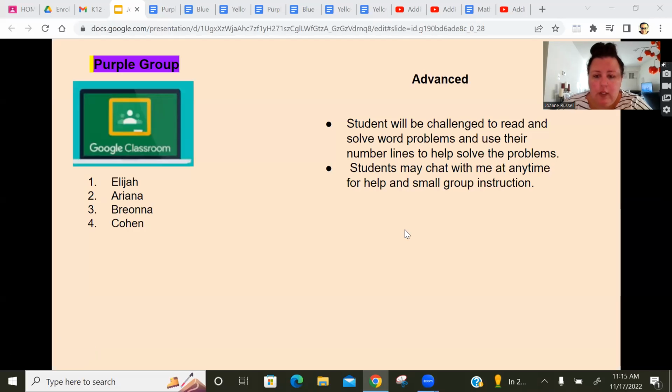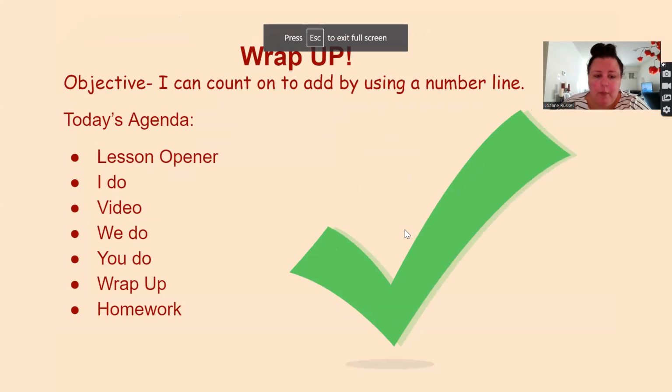Once I've given the students time to complete these assignments, I will ask them to come together so that we could wrap up our lesson. So as you see, I will wrap up the lesson by making sure that we reached the objective that I can count to add on by using a number line, that we made sure we did every part of the lesson to check to see how they're feeling about it, to see if they have any questions about it, and then to assign any homework.